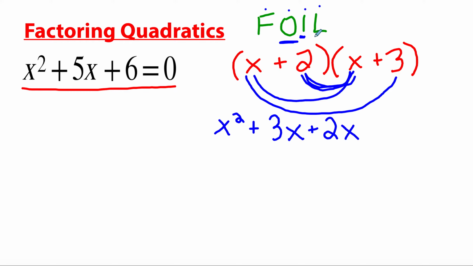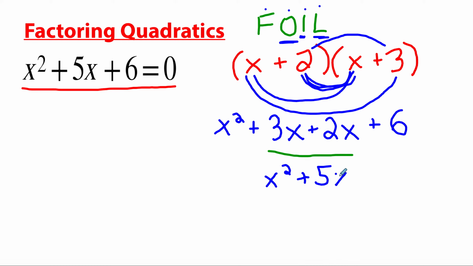And then the last terms in each expression. The last terms are 2 and 3. And 3 times 2 is 6. And so I still have some work to do. You could see that 3x plus 2x can be simplified. And so this expression would become x squared plus 5x, 2x plus 3x is 5x plus 6. And look, that's what we have right here, what we started with.